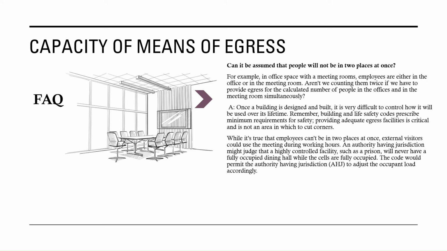To conclude, means of egress capacity is not just a code exercise, it is a life safety responsibility. Understanding the logic behind requirements helps you design safer buildings and defend your design decisions with confidence.